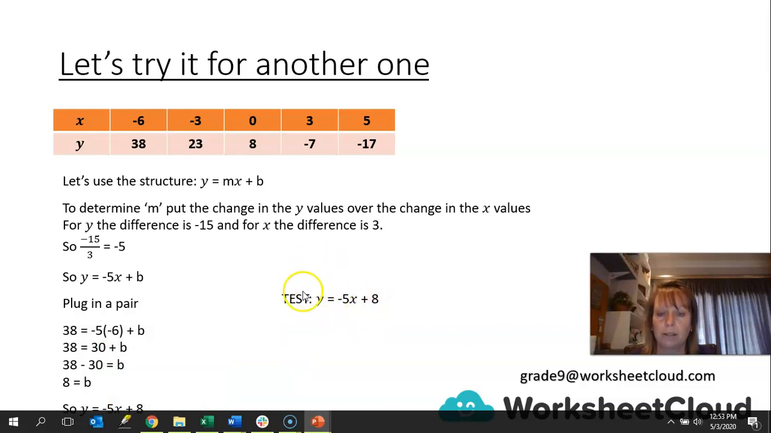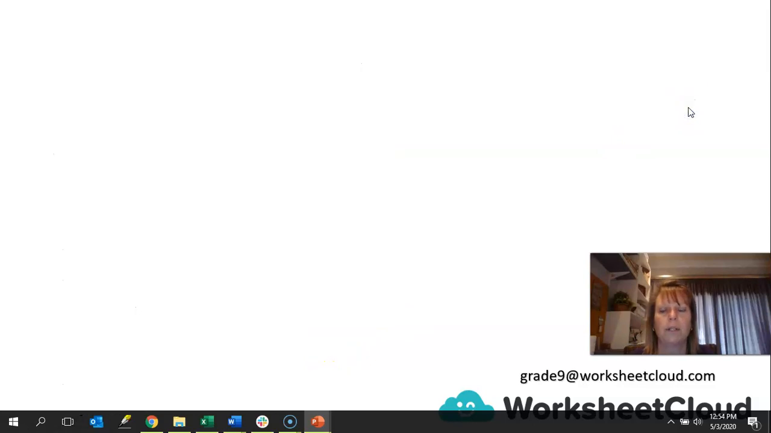So now we need to test it. Okay, so what are we going to do to test it? We can choose any other pair. And we've chosen the -3 and the 23. All right, so here we need to work out what y is if we plug in -3. So that will be 15, because -5 times -3 is equal to 15. 15 plus 8 is going to give me 23. It's absolutely correct because my y value in the table is 23. If you wanted to plug it in, you would do the same thing here. You would plug it in, and if 23 equals 23, it's absolutely correct.